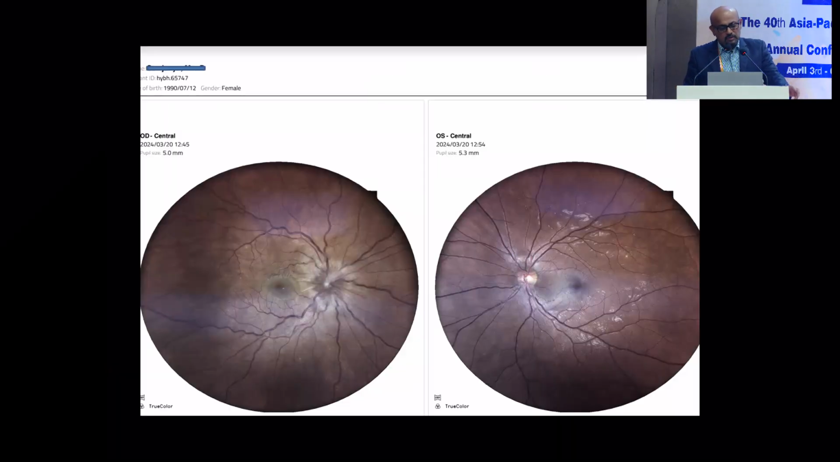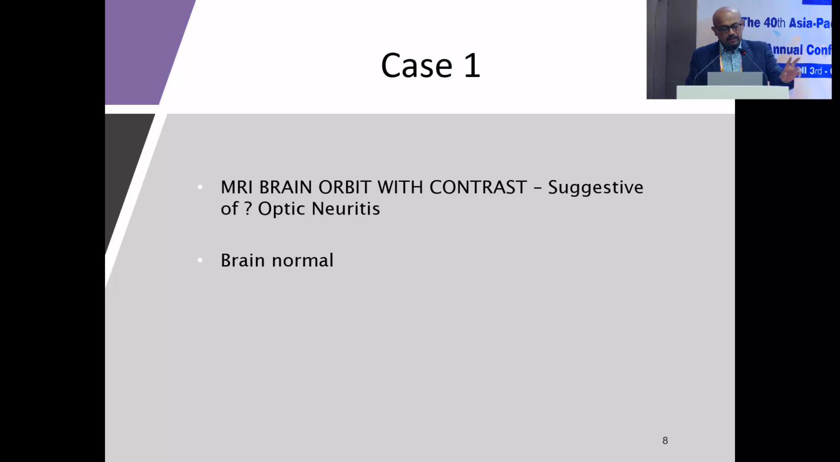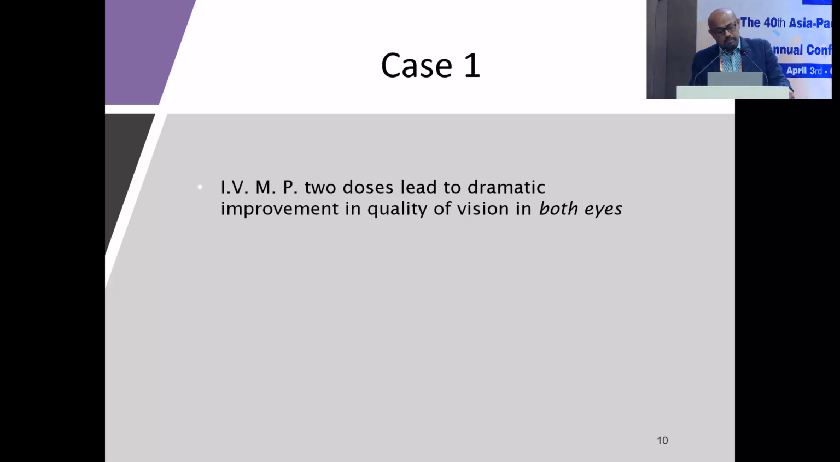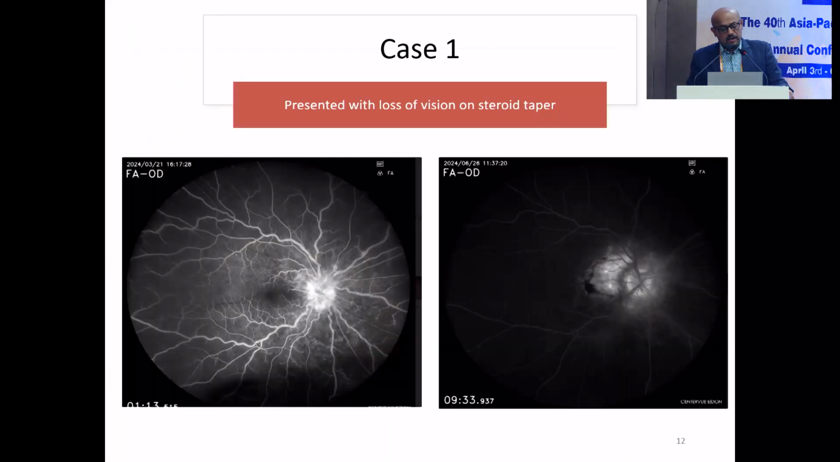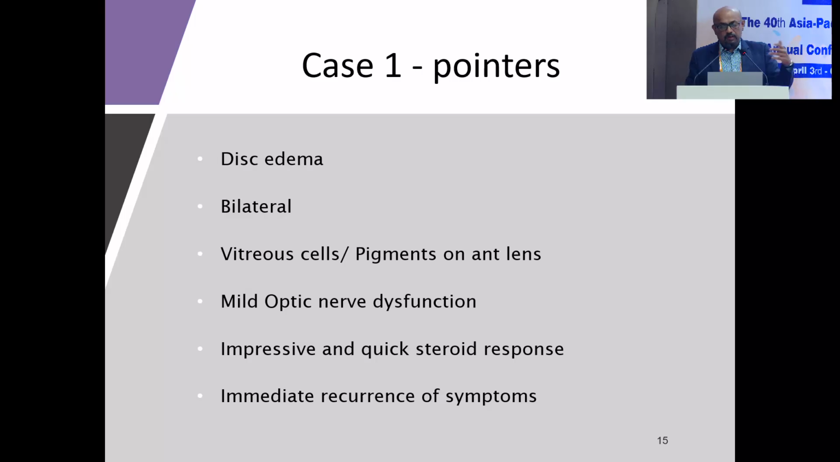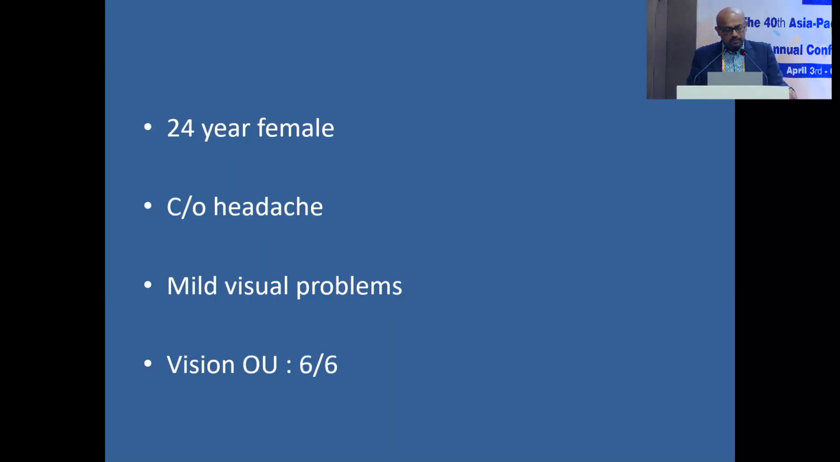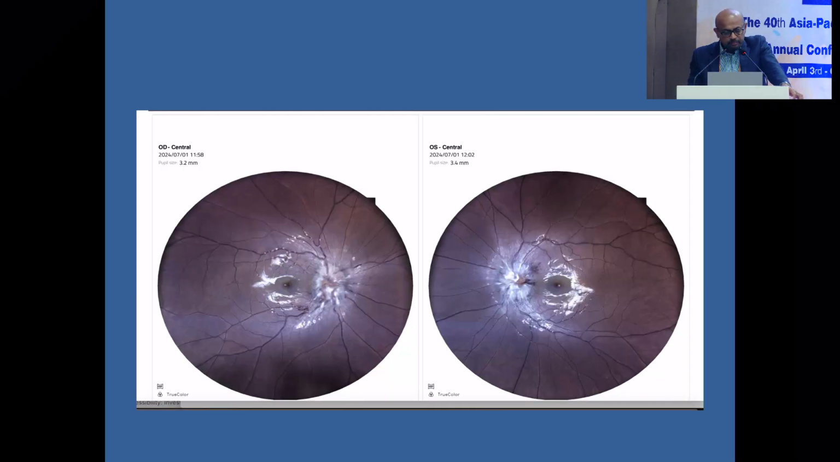So that was the importance of RAPD, our role, and that headache is not an indication for MRI in all patients. This patient probably would have required a retinal evaluation if she was examined. This is a 24-year-old female who complains of headaches and very mild visual problems, visual acuity is 6/6, and this is how her fundus looks. There is a florid bilateral disc edema.